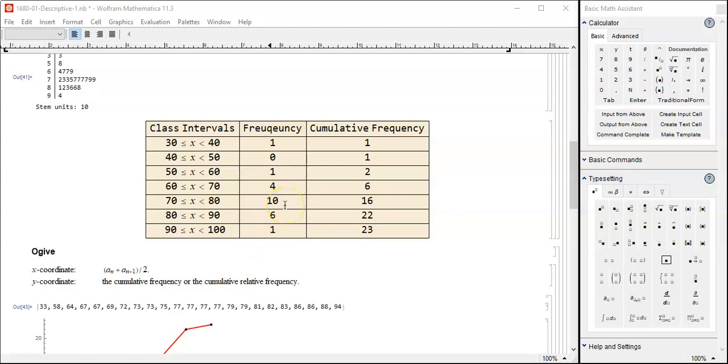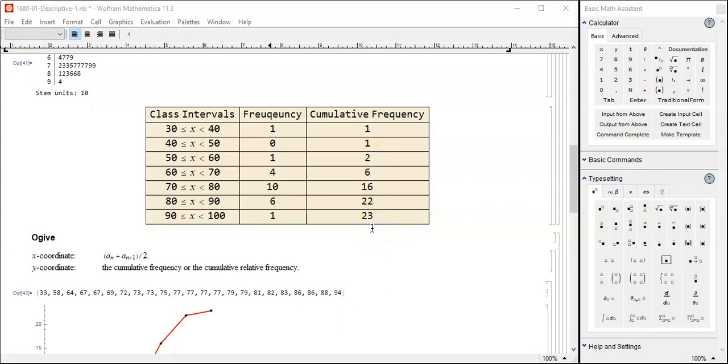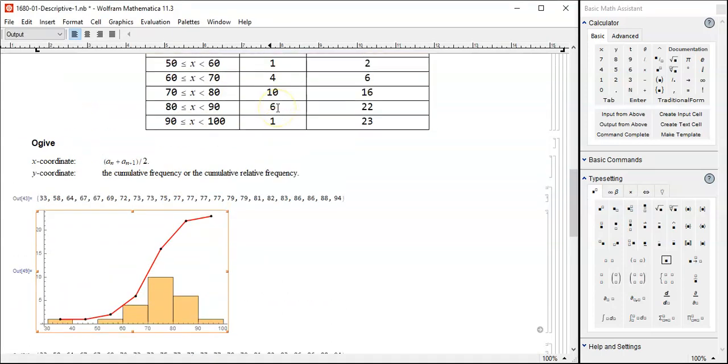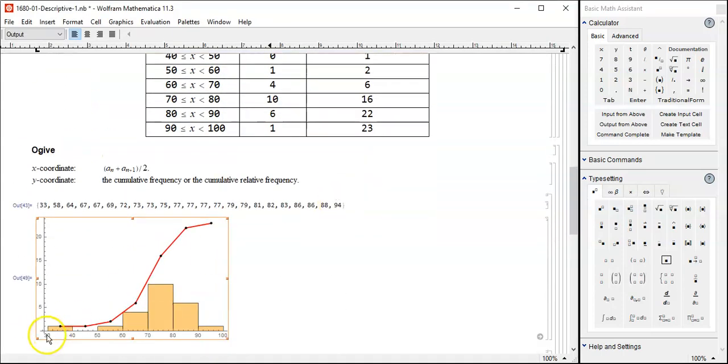Now we have 10 students in the next class interval. Add them up, we have 16. Total 16 students, less than 80. Another cumulative frequency, keep adding up, and keep adding up. In the end, I have to have the total of 23. And these are the y coordinates, starting from 1 and then 2, all the way up to 23. Add them up so that I get all those cumulative frequencies, and then join them, and that's the OGIF.